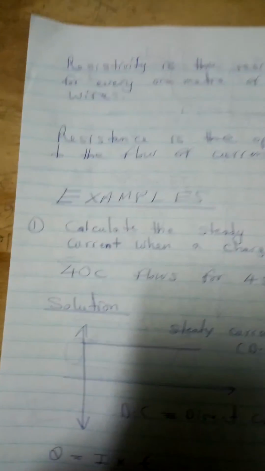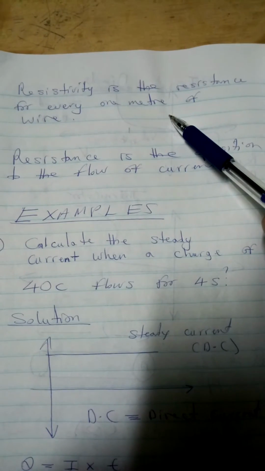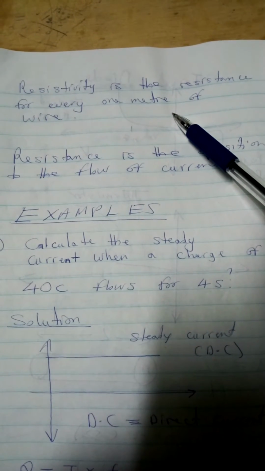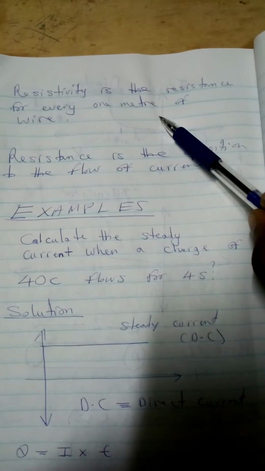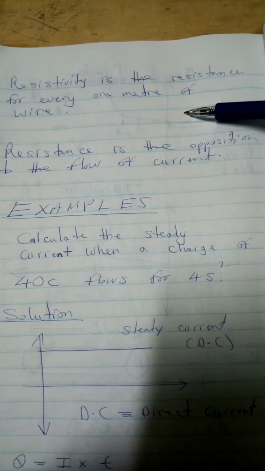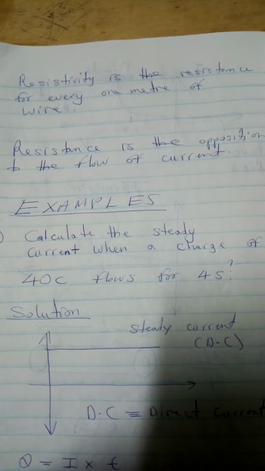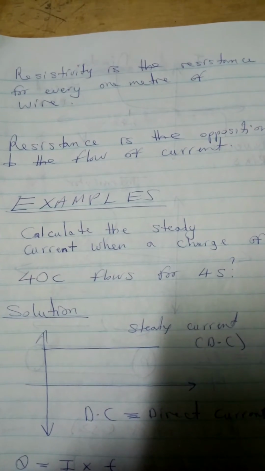Alright, so moving on. We've just said this a while ago. Resistivity is the resistance for every 1 meter of wire. Resistance, however, is the opposition to the flow of current. So this is the definition of what resistance is. So resistance is the opposition to the flow of current.